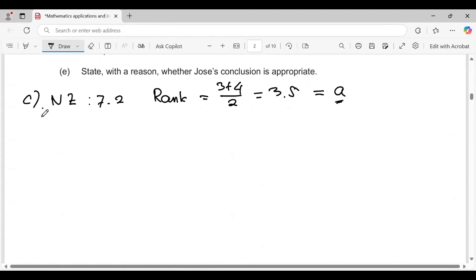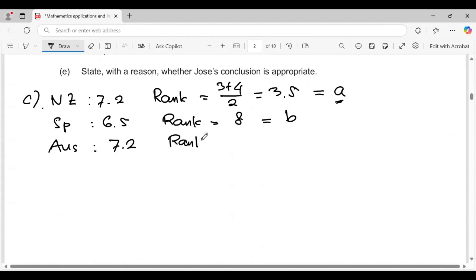Next, for Spain, the Spain happiness score is 6.5 and it ranks 8, and that is the value of B. And after that, Australia's happiness score is 7.2 and it ranks 3 plus 4 divided by 2, which equals 3.5, and that is C. So A equals 3.5, B equals 8 and C equals 3.5.